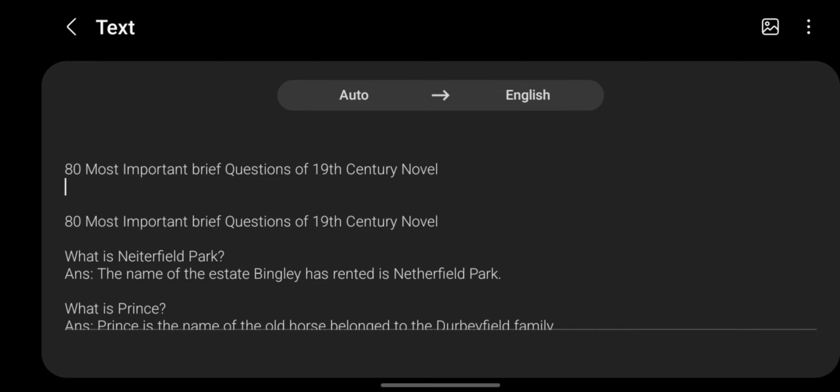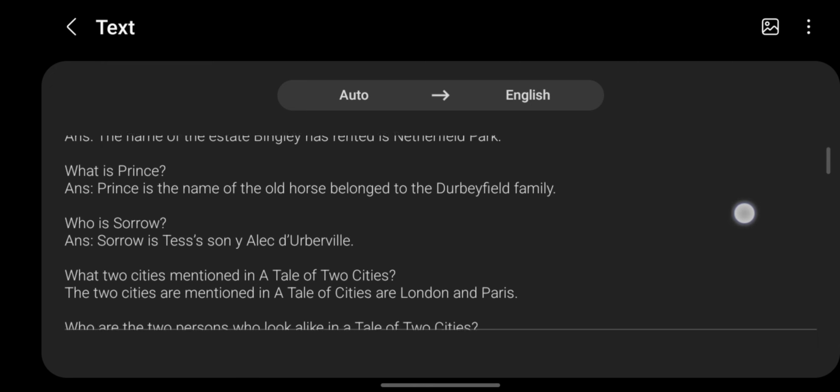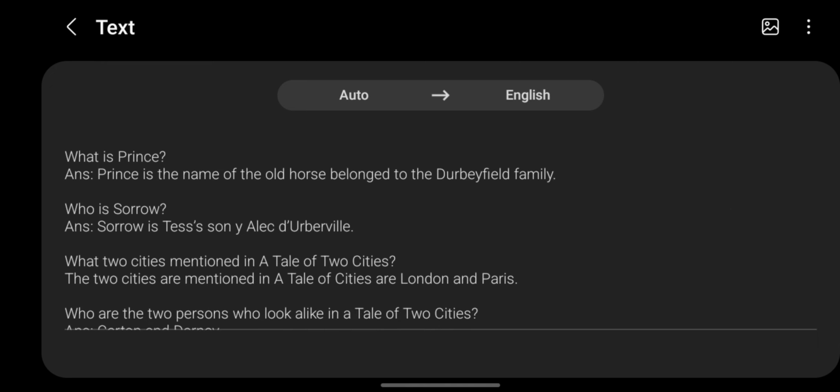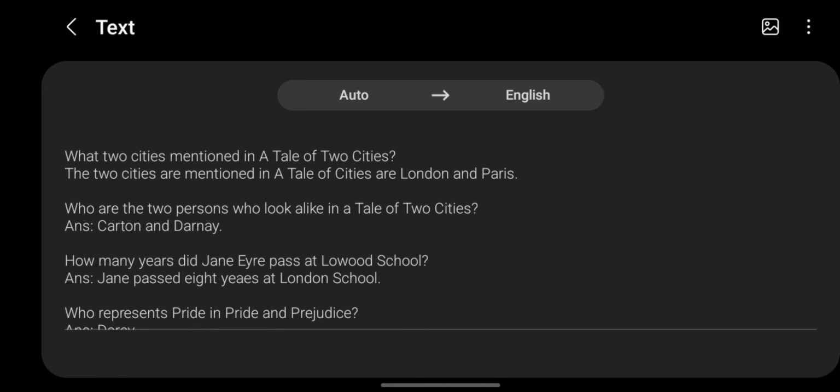What is Netherfield Park? ANS, the name of the estate Bingley has rented is Netherfield Park. What is Prince? ANS, Prince is the name of the old horse belonging to the Durbeyfield family. Who is Sorrow? ANS, Sorrow is Tess's son by Alec d'Urberville. What two cities are mentioned in A Tale of Two Cities? The two cities mentioned in A Tale of Two Cities are London and Paris.